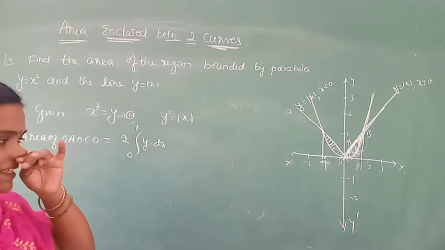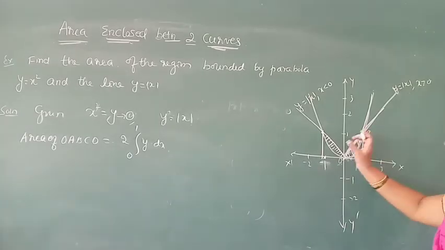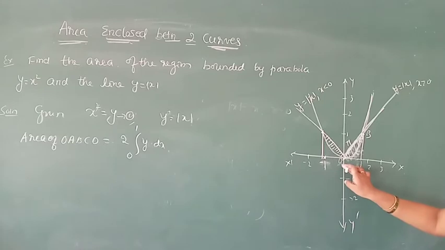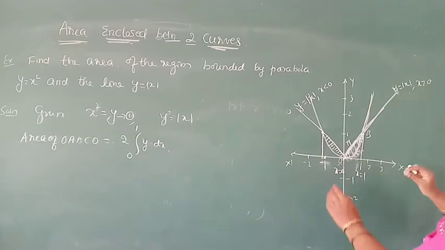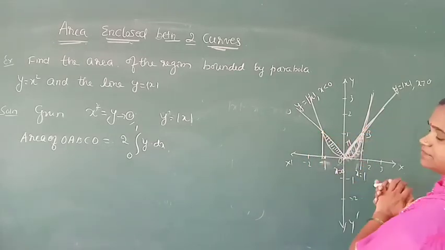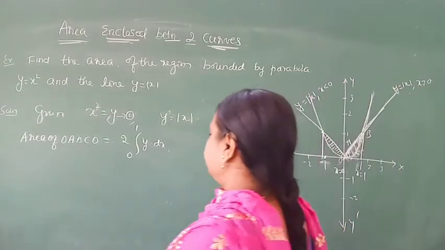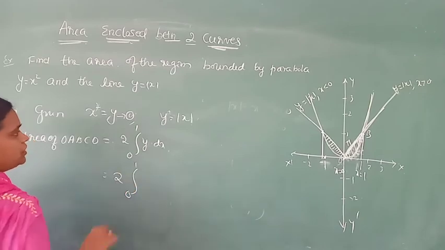How I will tell you. See, this part and this part are similar. Instead of taking minus 1 to 0, to avoid that one, I have taken here x varies from 0 to 1. So this is 0 and it is 1. See, this area and this area are similar. Therefore, we can take 2 times. Next, it is 2 times integration of 0 to 1.